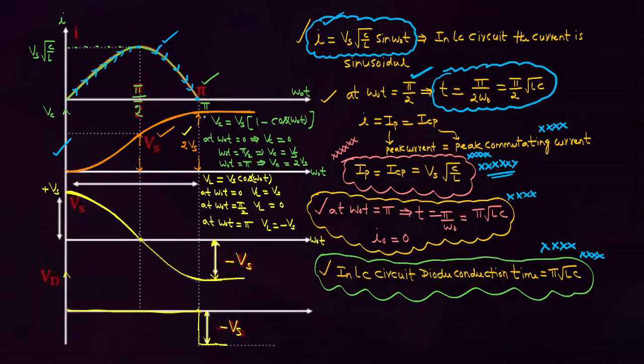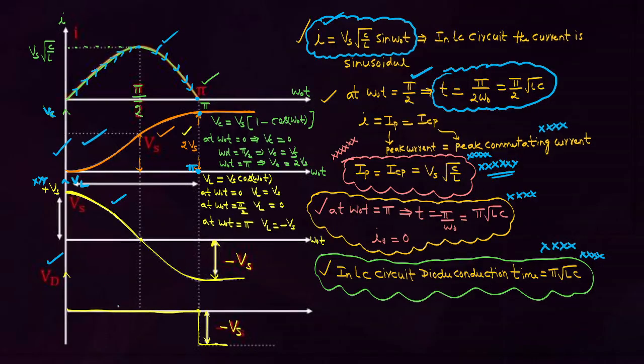The capacitor voltage reaches a peak voltage at omega t equal to pi. What is the peak voltage across the capacitor? 2 Vs. And this is the voltage across the inductor waveform, students. This waveform is the VL waveform. This is the VC waveform, students. This waveform is the VC waveform, and this waveform is the VL waveform.